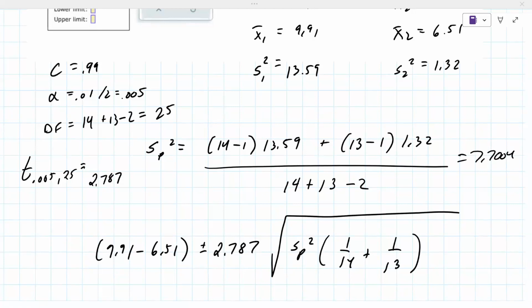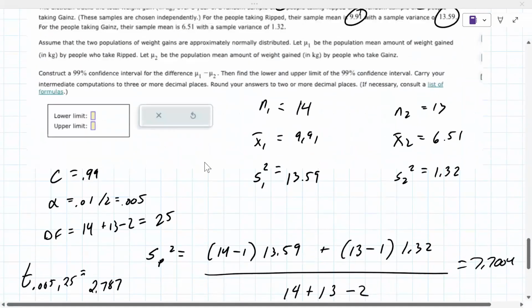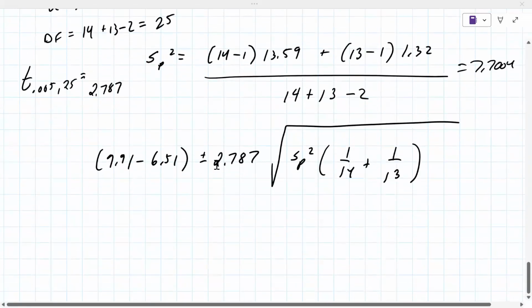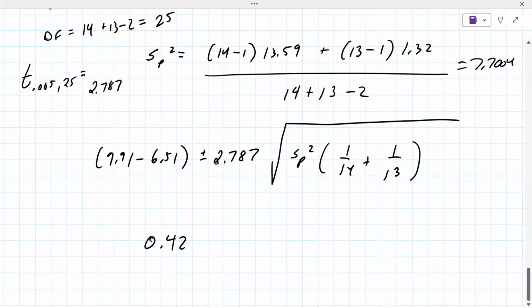9.91 minus 6.51, 2.787, square root of that SP number we just found, 1 over 14, 1 over 13. All right, so the lower bound here, how many decimal places? Two or more decimal places. All right, 0.42 is the lower bound. And then the upper bound is 6.38.